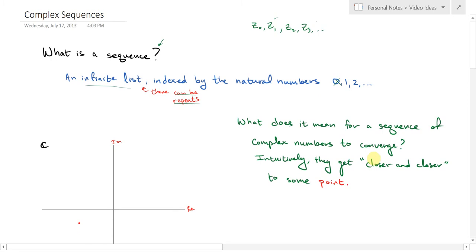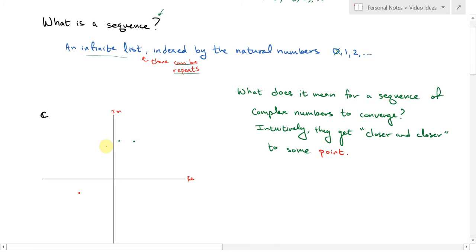So, what might it look like? Maybe there's your z sub 0, there's your z sub 1, there's your z sub 2. Maybe z sub 3 comes over here. There's no pattern necessarily. And then z sub 4 continues, z sub 5, z sub 6, z sub 7's all the way over here, z sub 8, 9. And then let's say they just keep getting closer and closer to this red point over here. And let's call that red point W.